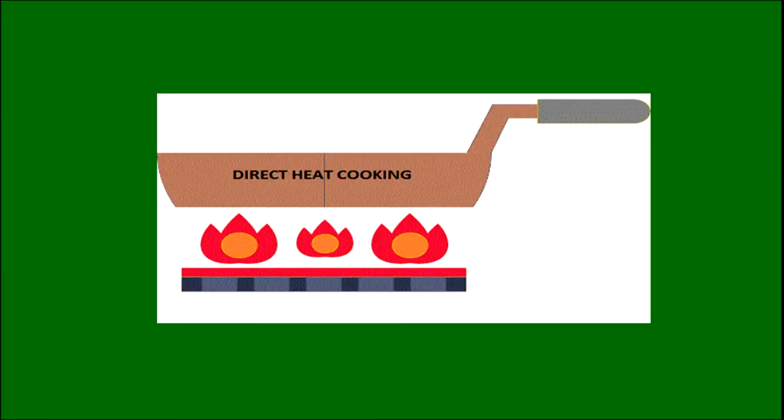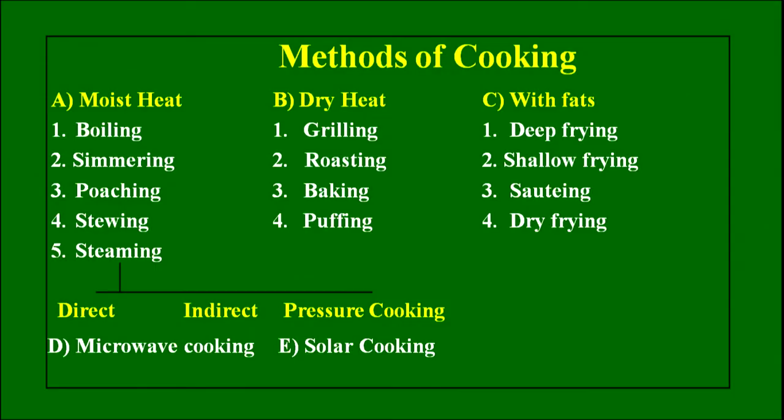There are various methods, and this red is only showing the fire. So there are various methods of cooking which can be categorized into various means: moist cooking, dry heat cooking, using fat, and there is direct, indirect, or pressure cooking, and there is microwave cooking and solar cooking. So one by one we will talk about all these types of cooking.